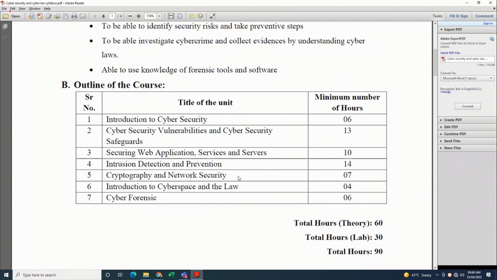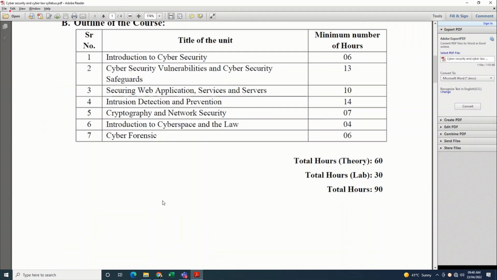Then the main topics are intrusion detection and prevention, cryptography and network security. The basics of cryptography and network security are already covered in the CRNS subject, so you will learn a few advanced topics on that. And the last two topics belong to cyber law and cyber forensics, which might be helpful in your higher studies if you want to go for a master's in cybersecurity, cyber forensics, or maybe cyber law.